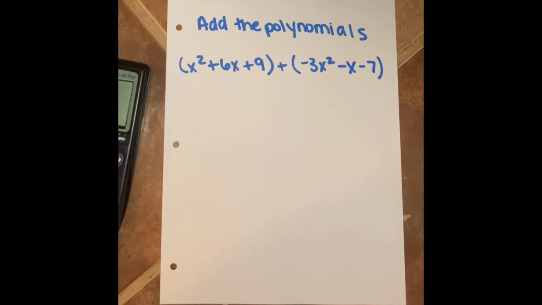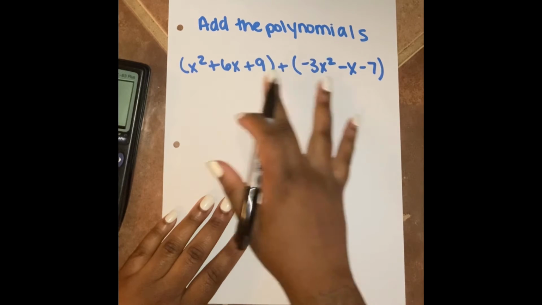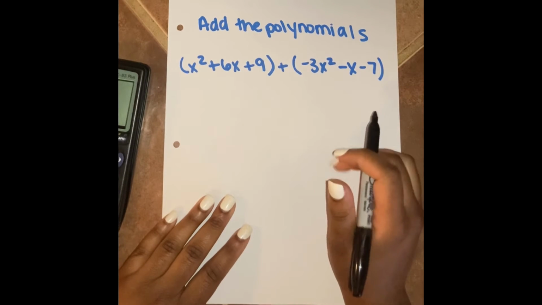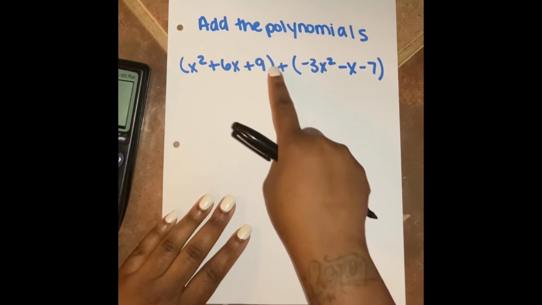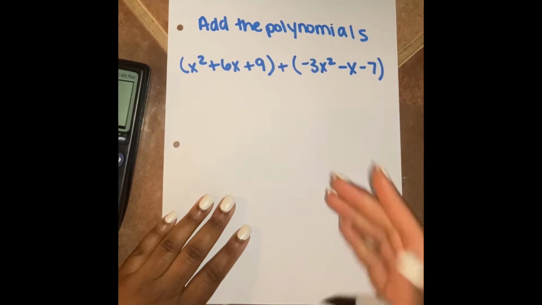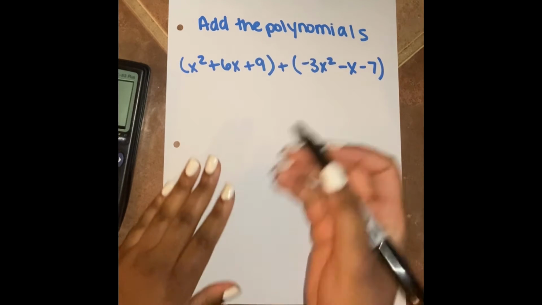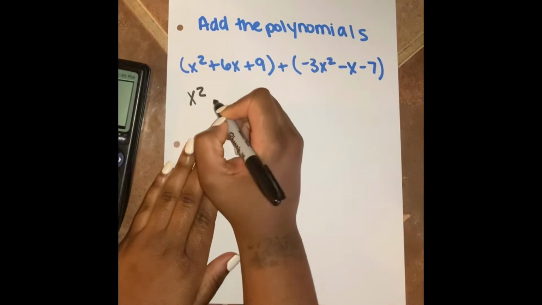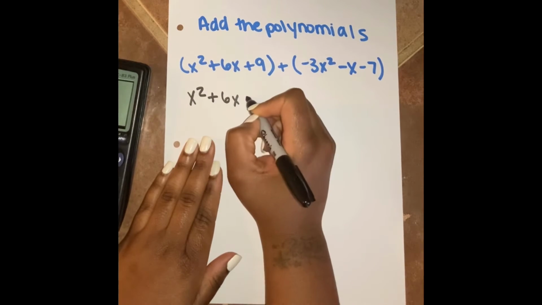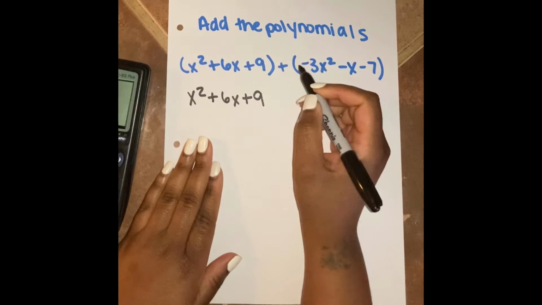So we're going to add the polynomials. We have x squared plus 6x plus 9 plus a negative 3x squared minus x minus 7. So we see here that we have a plus sign here in the middle of our two polynomials. So we're going to have to distribute this positive sign to everything that is within this polynomial. So we're going to bring everything else down. We have x squared plus 6x plus 9.